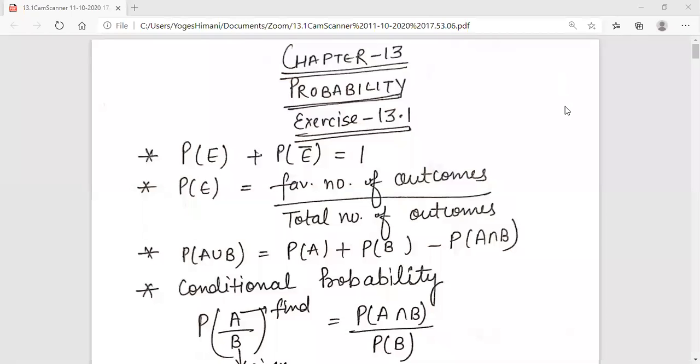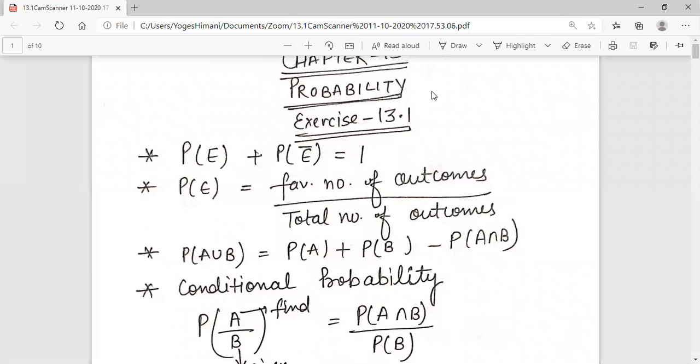Hello students, today we are going to start exercise 13.1. In exercise 13.1, this chapter is probability. Already we are doing it from grade ninth. What is probability? Chances of anything. Now, probability of any event plus probability of not that event is equal to 1.